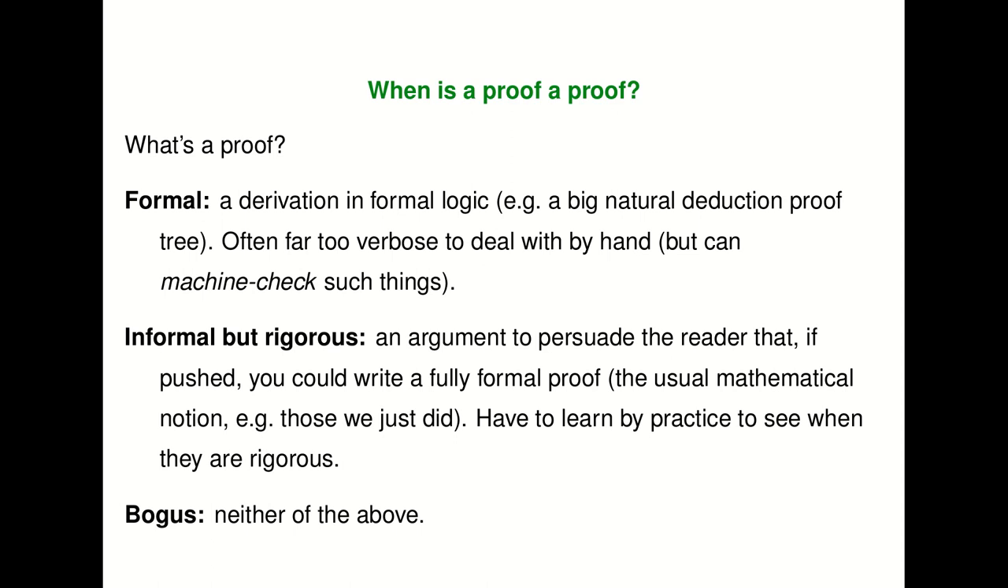And so now I've said proof a lot, and there are sort of three kinds of proofs. There's a formal proof, which is a derivation in formal logic. And so it's going to be this big tree in natural deduction or sequent calculus or Hilbert systems. You'll learn about all of these things in the logic and proof class. And what you'll find when you do even small examples with these derivations in formal logic is that they're too verbose to deal with by hand. So understanding these systems is really good for understanding how to do a proof, but unfortunately these formal proofs are just too unwieldy to do by hand.